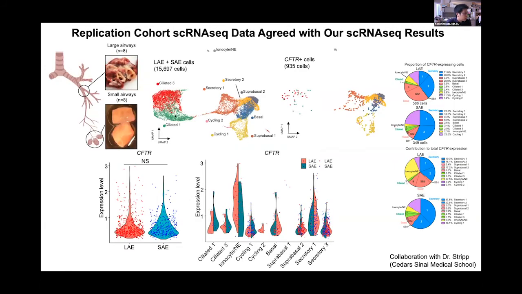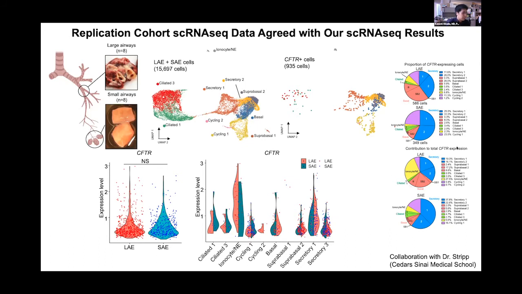We then tried to confirm these data using a replication cohort of other single cell RNA sequence data from non-CF large and small airways from donor lungs, in collaboration with Dr. Strip at Cedars-Sinai Medical School. So we again obtained the large and small airway cells and did the same analysis.